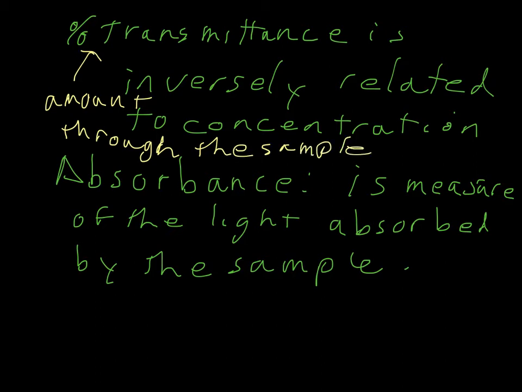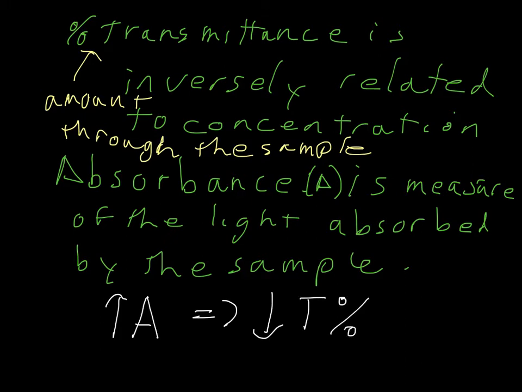With absorbance, we're looking at the opposite trend. We're looking at the amount absorbed by the sample. So what do you think the relationship is between absorbance and transmittance? Well, first of all, absorbance is represented by a capital letter A. It's an inverse one. The higher the absorbance, the lower the percent transmittance, and vice versa. The higher the amount of light making it through the sample, the less the amount absorbed.